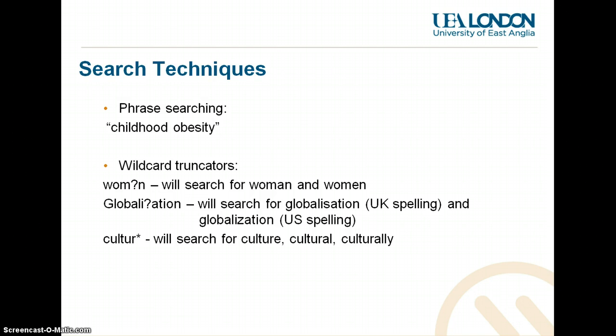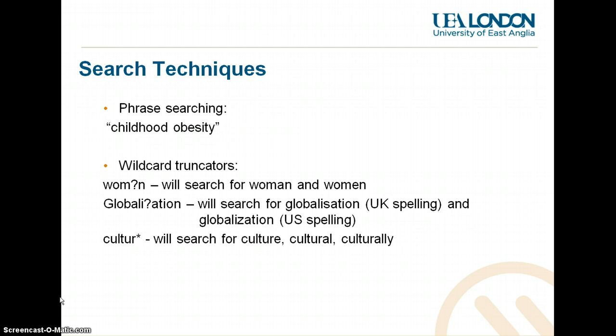Wildcards can be used to broaden your search, to include, for example, multiple endings of a word or different spellings. Using a question mark for woman will give you hits with women and woman. Using the question mark in globalization will search for globalization, the UK spelling, and globalization, the US spelling, and this means you won't have to search for both words. If you were only to search for one version of the word, for example, globalization, the UK spelling, you will only get results which are probably written by UK authors. So you will also need to check for authors who are writing using the American spelling.